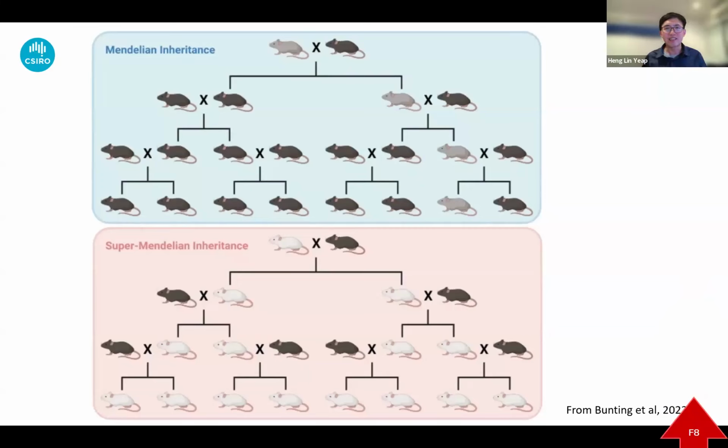So usually we get 50-50 inheritance from parents to offspring, but in gene drive, we can get up to 100% of inheritance. So say if we introduce a mutation that causes all the offspring to be male, then eventually all the offspring will become male and then the population will crash. So you can see that this could have potential risks to populations that we don't intend to affect if gene drive spreads around.